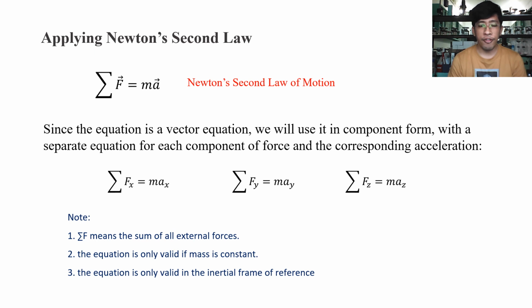If you observe, for the first law, ma should be 0. So your first law is actually just a special case of Newton's second law. Just take note that the sum of all your F means the sum of all your external forces. And by the way, the equation is valid only if the mass is constant, and only in an inertial frame of reference. As we have stated earlier, Newton's laws are valid only for inertial frames of reference.